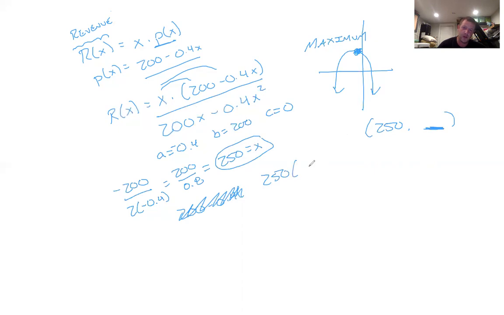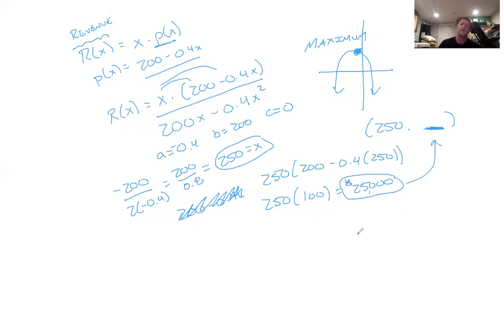So 250 times 200 minus 0.4 times 250. Well, 0.4 times 250 is 100. 200 minus 100 is 100. And 250 times 100, add 2 zeros to this, is 25,000. And so the revenue would be $25,000. And that would be the maximum revenue you would get.